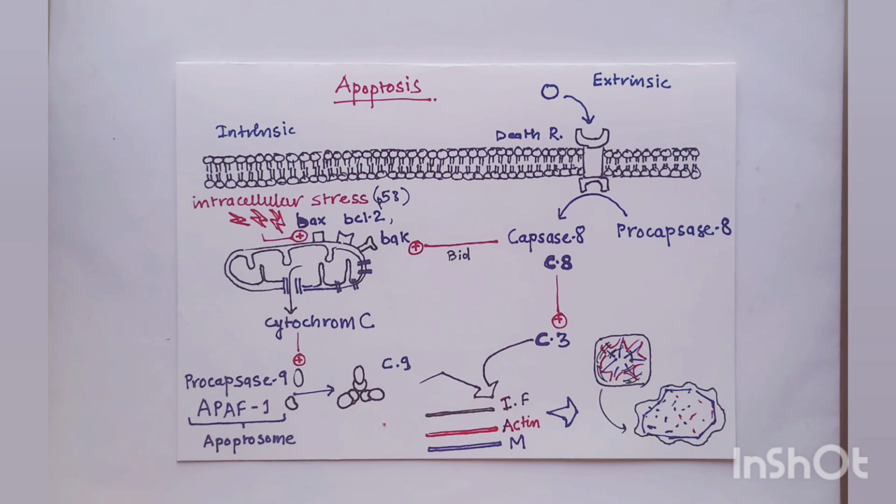So in apoptosis the cell dies due to natural causes, or it is programmed cell death. There is signaling in the body that this cell must die. It may be due to an external reason or an intrinsic, cellular reason.